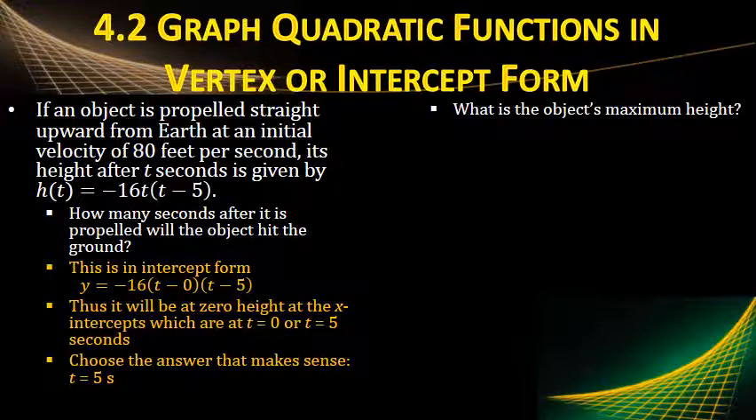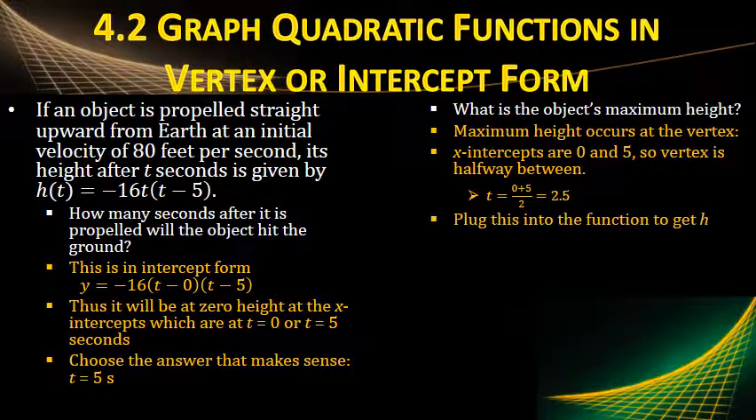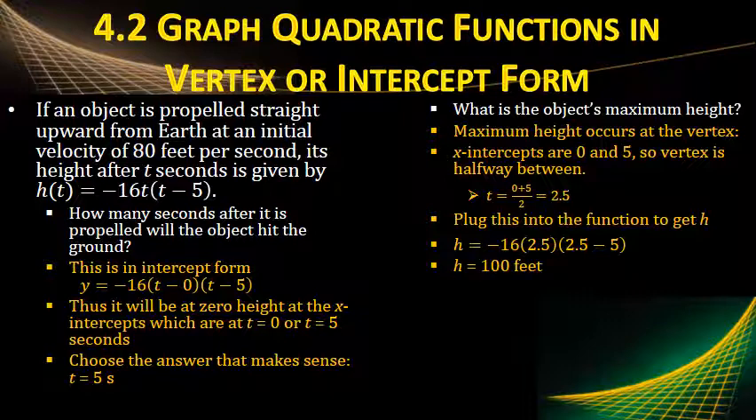What is the object's maximum height? Well, as we learned before, that occurs at the vertex. The vertex is halfway between the x-intercepts. So halfway between 0 and 5 is 2.5. Plug this into our function to get the height. So plug the 2.5 in for the t, and we get 100 feet. So the maximum height will be 100 feet.